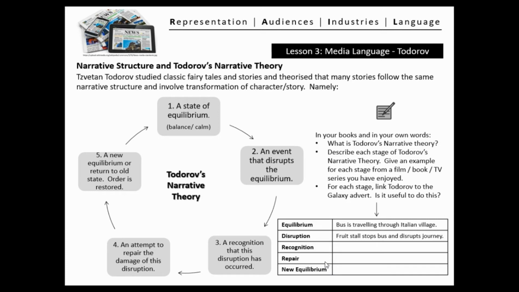Part 1, equilibrium. So this is where it's nice and calm and the bus is travelling through the Italian village. We've then got the disruption. The fruit stall stops the bus and disrupts the journey. Now, what part is the recognition that the disruption has occurred? So what happens next in the advert? Then how do we repair? How is the damage repaired? And then finally, how is the order restored? So you write down 5 different points from the Galaxy advert. So just after this part here, you are now going to watch the link to the advert.